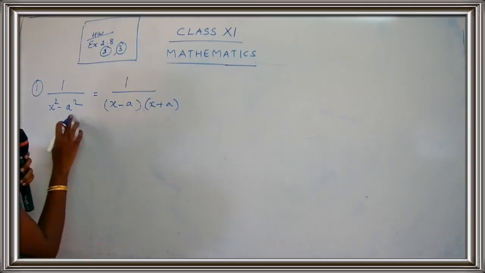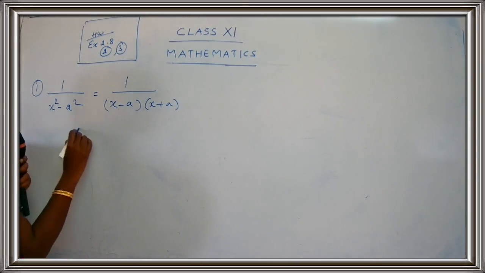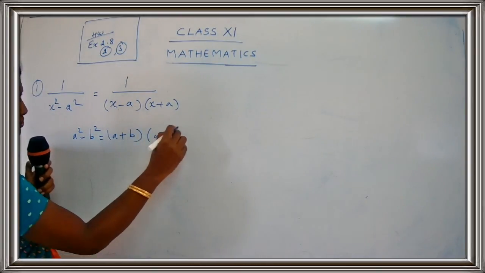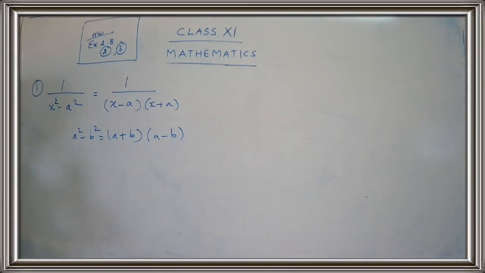So I am using the identity a square minus b square. What is the identity? a square minus b square is equal to a plus b into a minus b. Yes, children. So when I apply this identity for a square minus b square, I get 1 upon, that is, 1 is already present in the numerator, so I am going to keep the numerator part as it is, and x square minus a square turns out to be x minus a, x plus a.